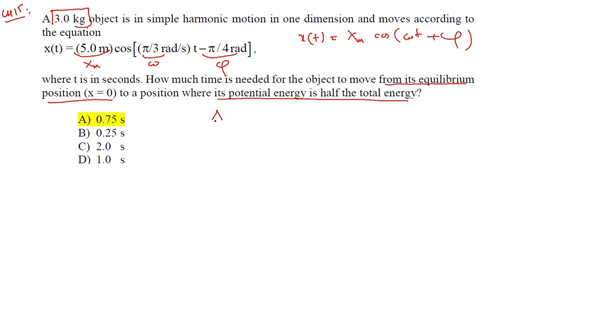Okay, so the question is, what is delta t? Basically t final minus t initial. When x initial is 0 and x final, which is basically x at t final, is, I don't know, but I have to get it. But I know that at x final, the potential energy, which is US, is half the total energy, which is half capital E, the mechanical energy.